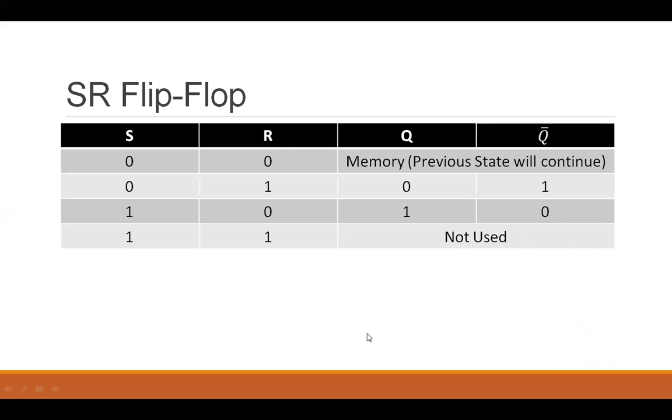So let's sum all this up into the SR flip-flop's truth table. The 0 0 here is the memory state. The memory state means whatever the previous state is, it is going to continue. The 0 1: S0 is going to keep the Q at 0, and S1 is going to make the Q 1. Q complement is going to be just the opposite of that. 1 1 is not used here because this is not allowed in the SR flip-flop.